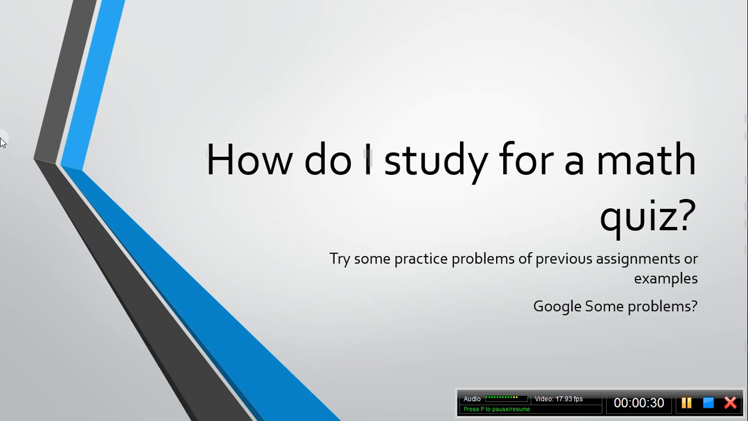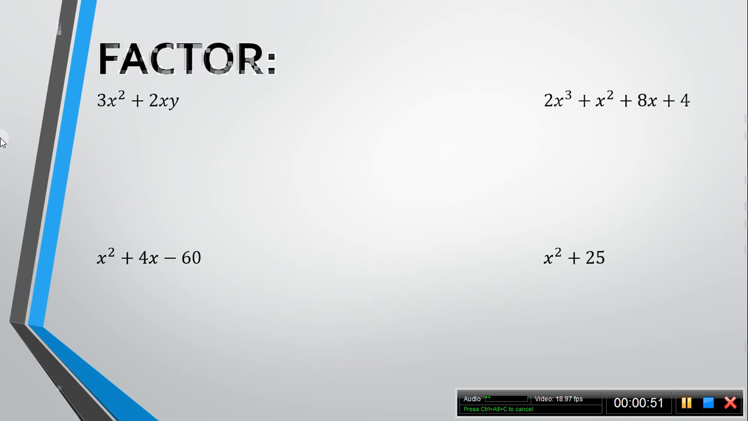I would try some practice problems of previous assignments or some examples we did in class. You could also Google some problems. If you just type factor trinomials or factor difference of squares or factor by grouping, you should be able to find a lot of problems on this information. So I'm also going to go through each kind of factoring that we went over, and I'm also going to go over the factor and solve ones that we saw today in class.